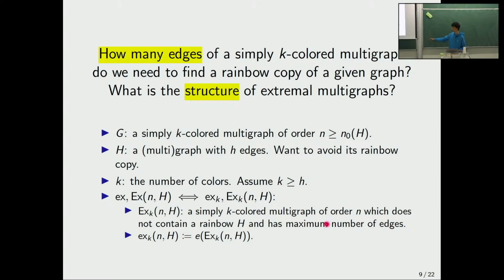And I introduced the notions of ex and capital EX when H and G are not colored, and we introduce the analogous notations when they are rainbow colored. So capital EX(k, n, H) means a simple k-colored multigraph of order n which does not contain a rainbow H and also has the maximum number of edges. And the lowercase ex means the number of edges of the extremal multigraph.